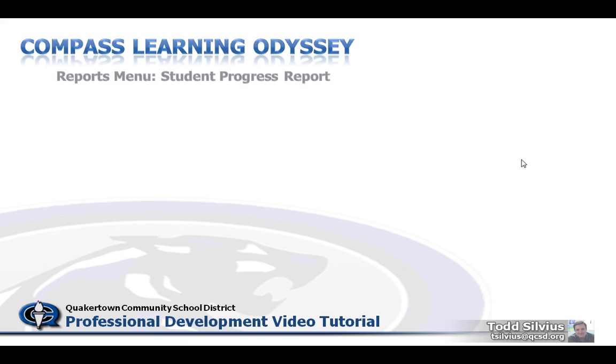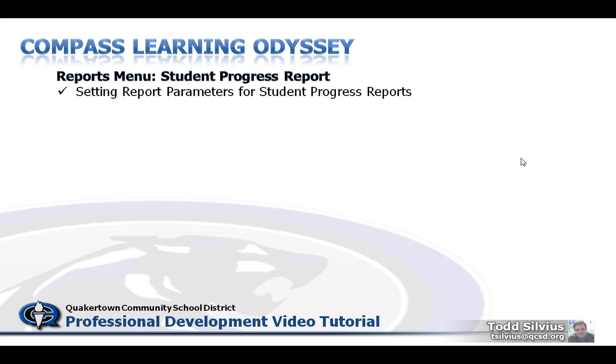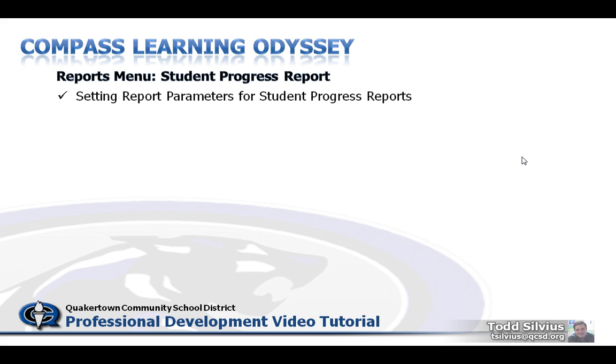This tutorial today is going to show you how to run a student progress report from the Reports menu. We're simply going to get to how to set the report parameters so that we can generate this report. In the following tutorial, we'll actually look at generating the student progress report and how to sort the data that we receive from that report, and then how we can export that information and that data out of the system to share with external users. So for now, let's just get started with setting report parameters for student progress reports.